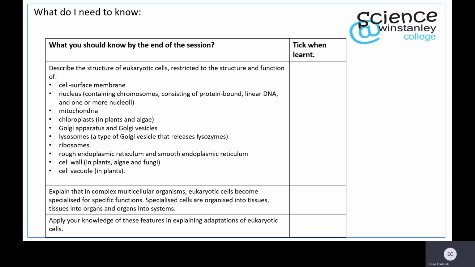You will also be able to explain that in complex multicellular organisms, eukaryotic cells become specialised to specific functions, and these cells are then organised into tissues. The tissues are organised into organs, which make up organ systems. You will also be able to apply your knowledge of these features in explaining how in particular eukaryotic cells are adapted to their function.